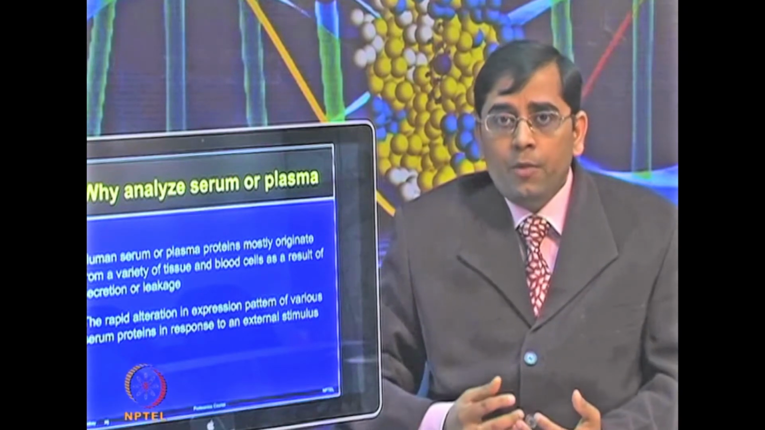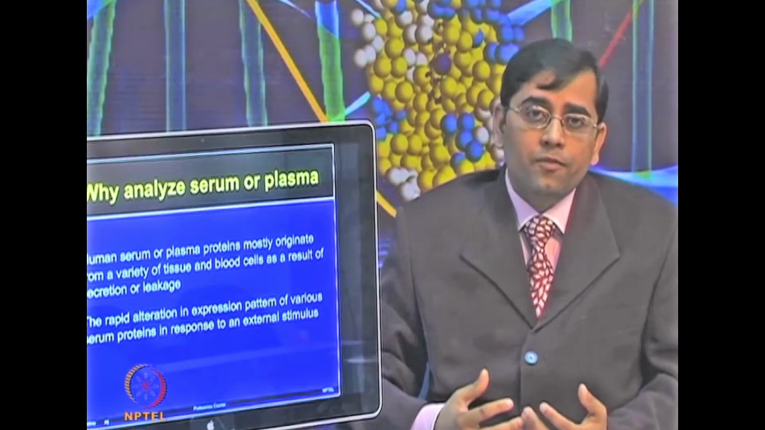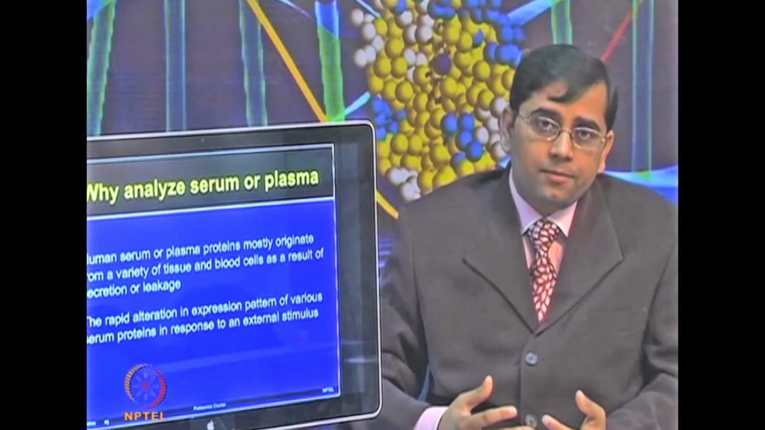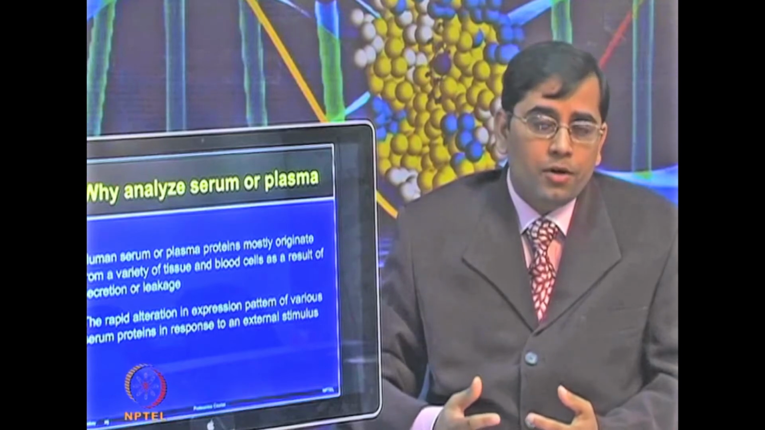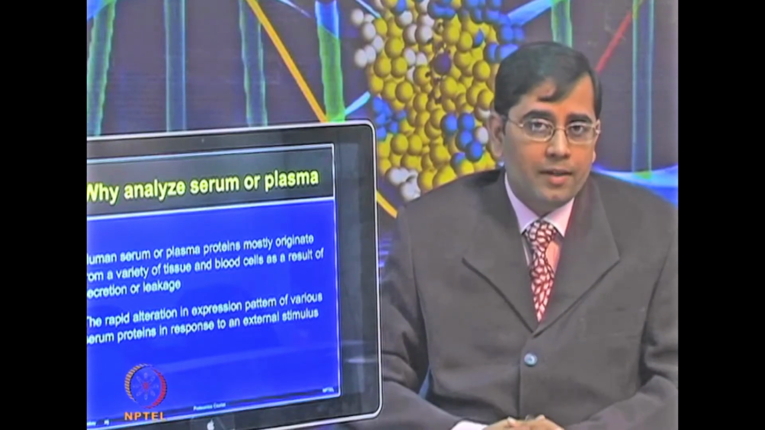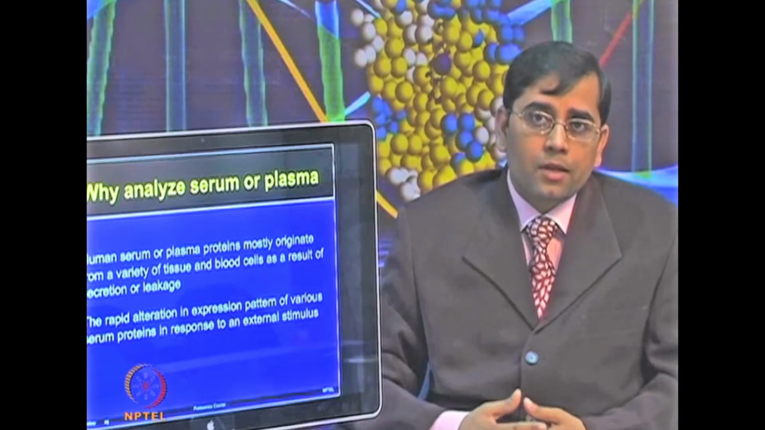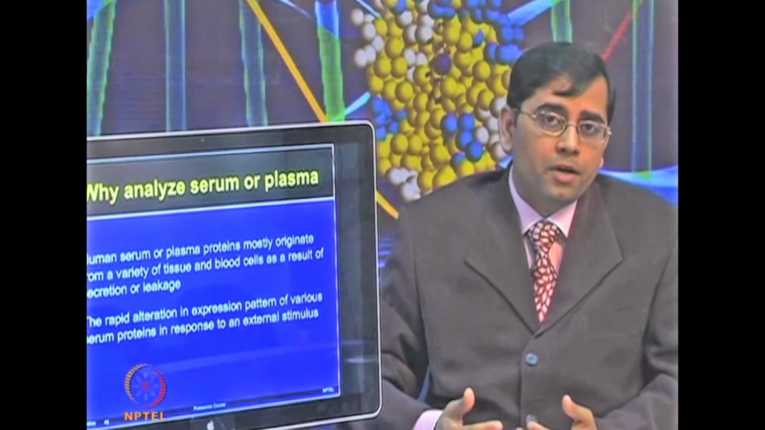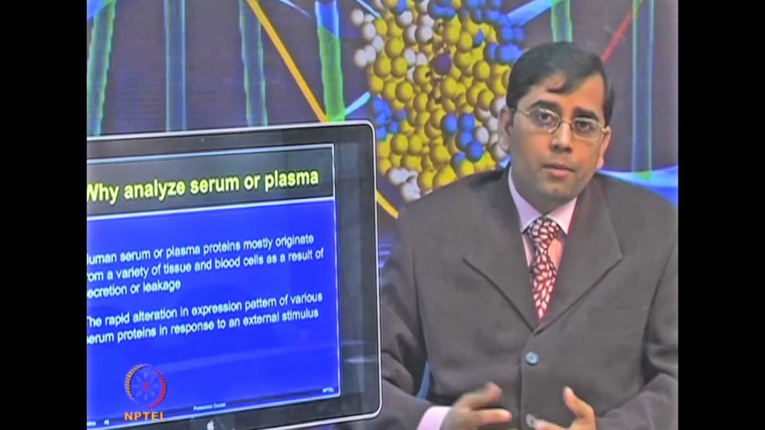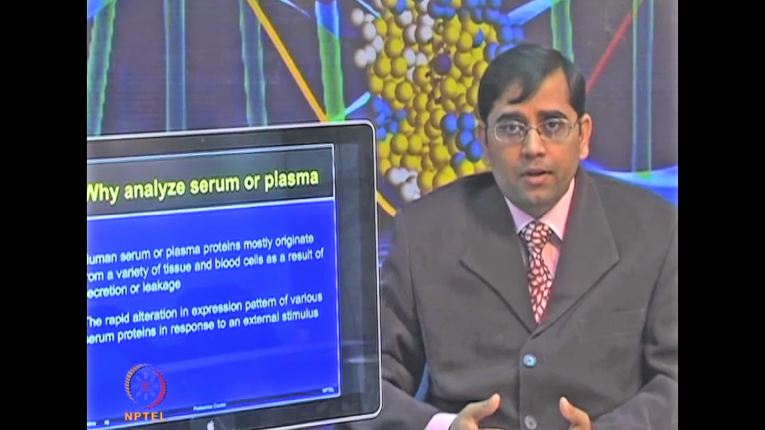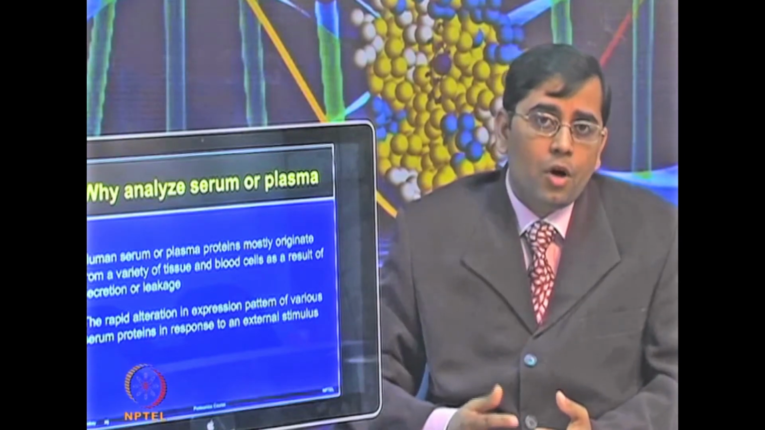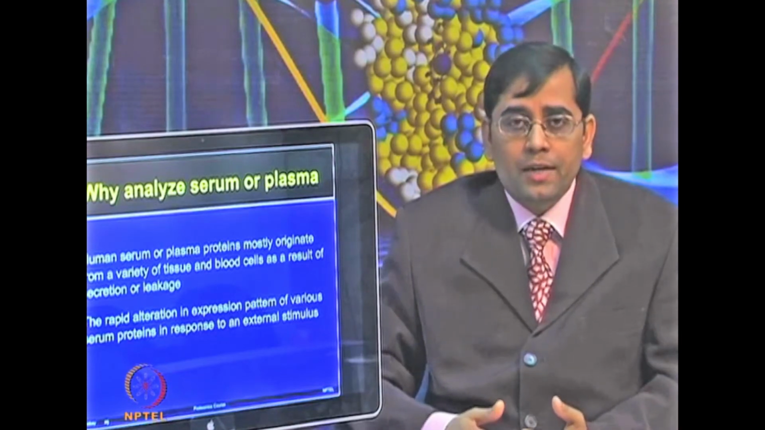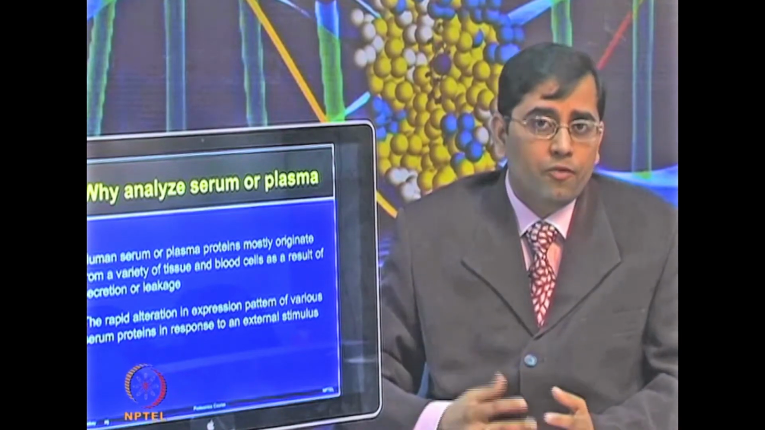So, to get a feel for the physiological changes happening in a patient due to a disease, people analyze the serum or plasma proteome very often, because blood removal for various types of tests is performed in clinics. So, blood is a very easily accessible sample, and studying the serum or plasma proteome becomes very easy as compared to dissecting out a tissue for further analysis.